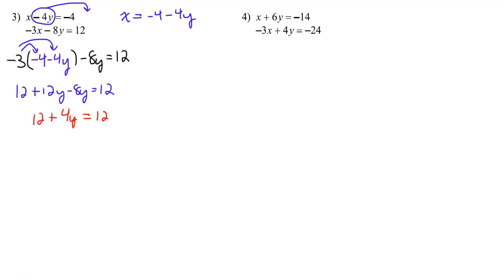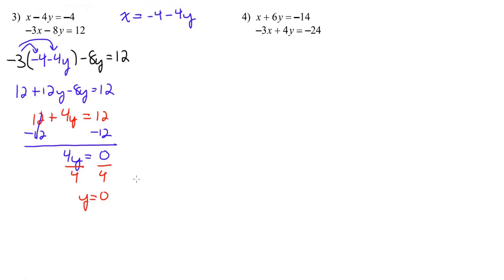We need to get rid of this 12, so we need to subtract 12 from both sides. So now we have 4y equals 0, because 12 minus 12 is 0. And lastly, we need to divide by 4. And 0 divided by any number equals 0. So now we know that our y value equals 0.